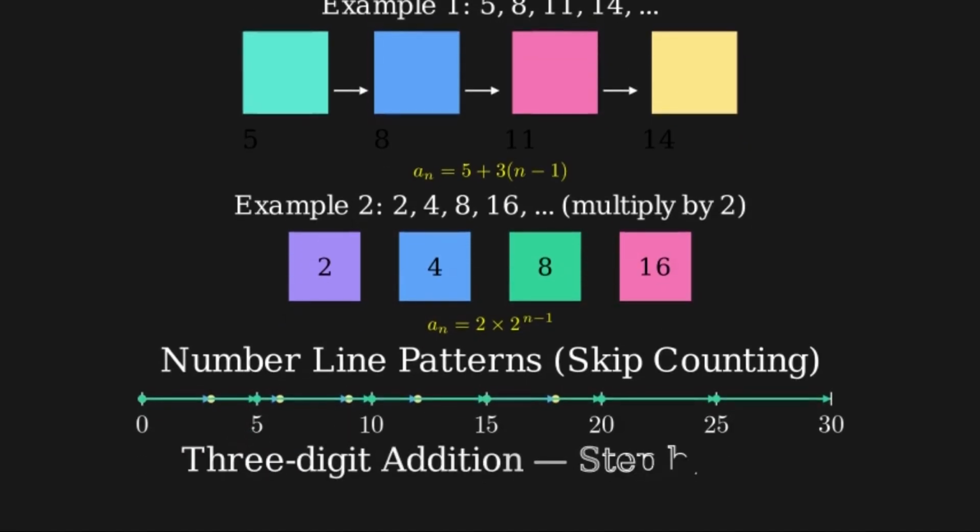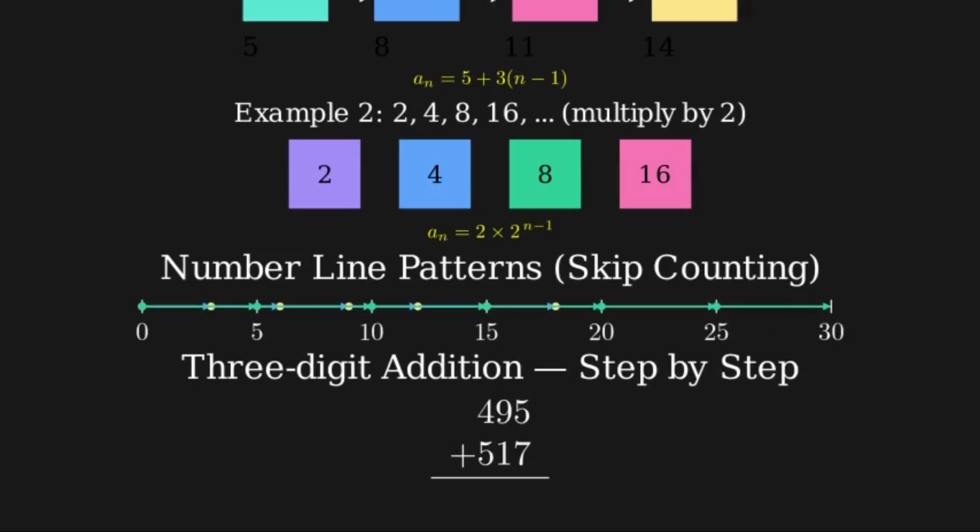Now we practice adding three-digit numbers. We'll do 4 examples and show each addition step by step. Add the ones, then the tens, then the hundreds, and handle any carries. Let's start with the first example. Addition example 4. Add 495 plus 517.